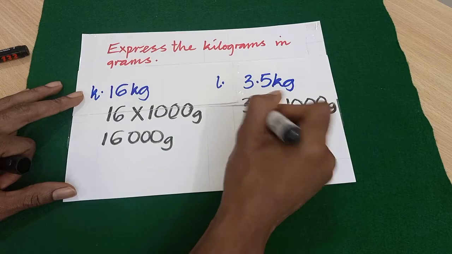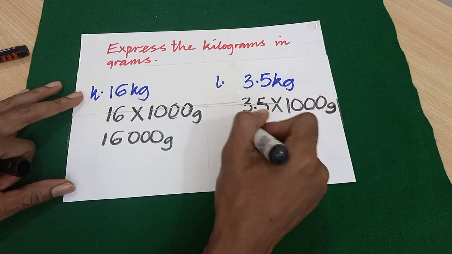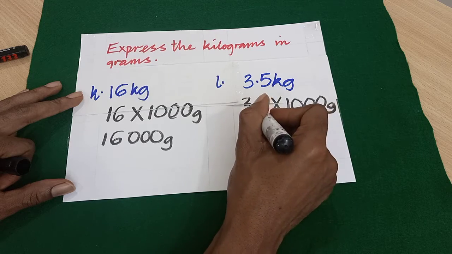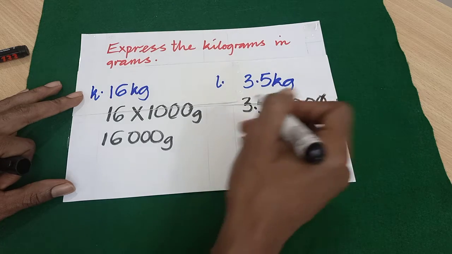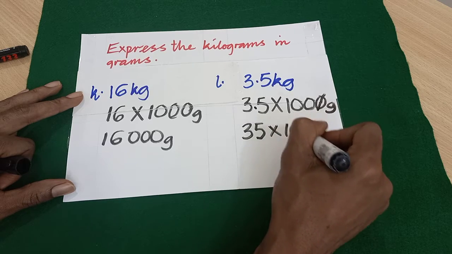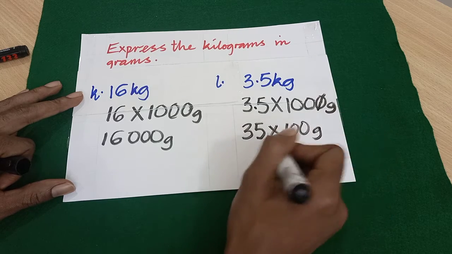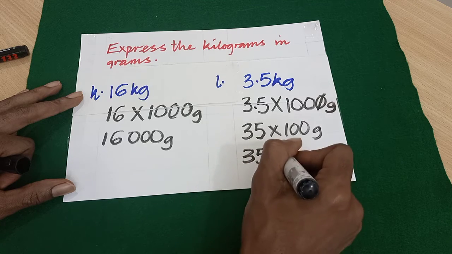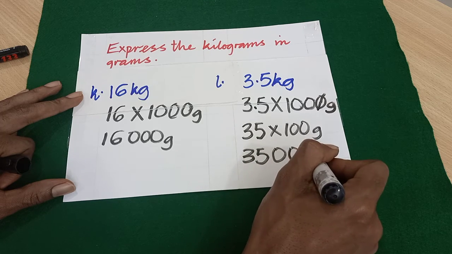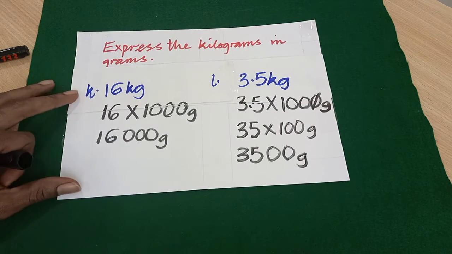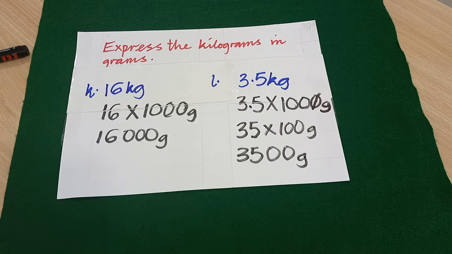Now there's a decimal point here, so we remove the decimal point, giving us 35, and by removing the decimal point we have used one of the zeros, so it's going to be 35 times 100 grams. Okay, now there is no decimal point, we can simply write 35 followed by 2 zeros, so that is the answer, 3,500 grams. And with that, we come to the end of this exercise.